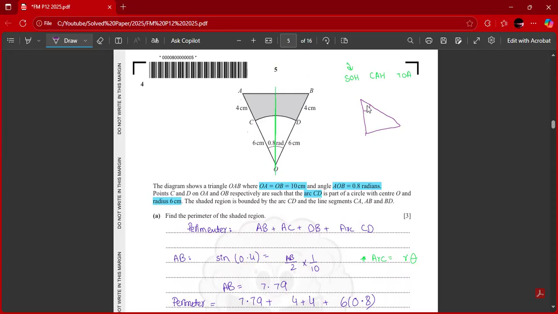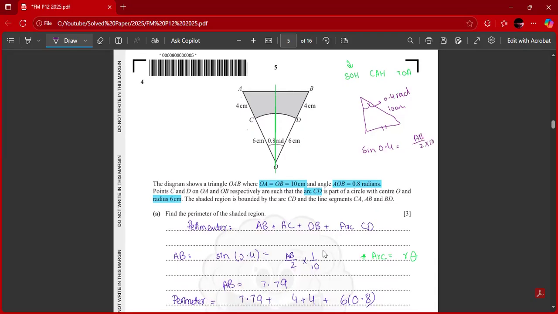So if this is my angle, my hypotenuse is 10 centimeter already. So that means I can easily find this side because it would be equal to this side. So now let's see. Sine, opposite over hypotenuse. Simple. We're going to use sine theta. Sine 0.4 would be equal to my opposite, meaning half of the AB, into 10. And that's exactly what I wrote here. You can easily see the explanation.